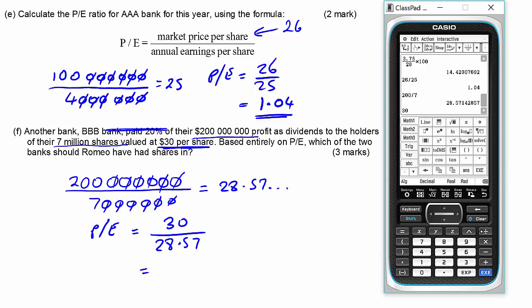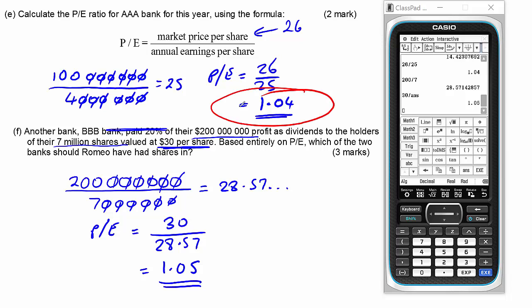So we'll just do 30 divided by my last answer is 1.05. So based on PE, although they're really close, this one, the one he had shares in, is better. Remember, a lower PE is better.